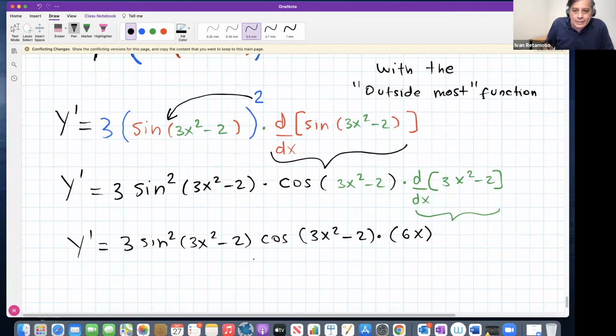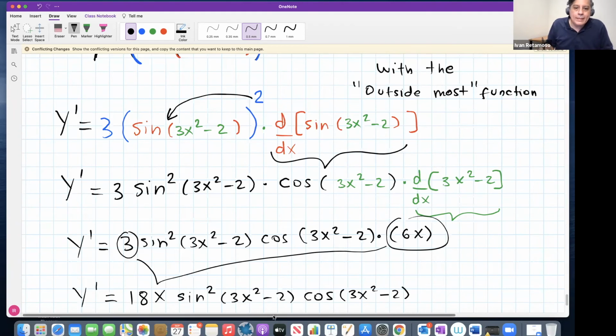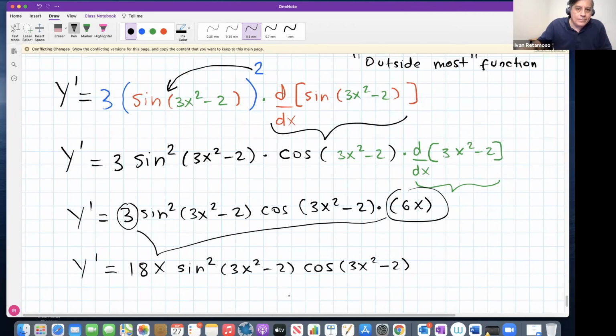But now mathematicians love to see everything simplified, right? Clean up. So let's do that. 3 multiplied by this guy, that's just 18x. Let's write it like this. And then you can write sine square of 3x squared minus 2. And finally, you can write this cosine of 3x squared minus 2. And this should be it. This should be your final answer, right?